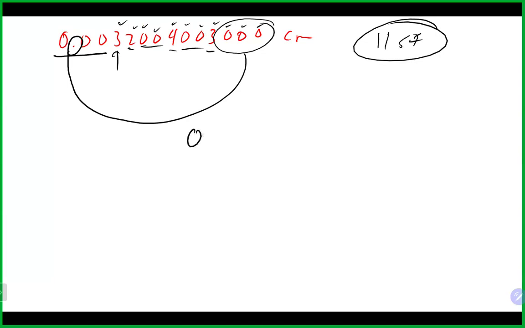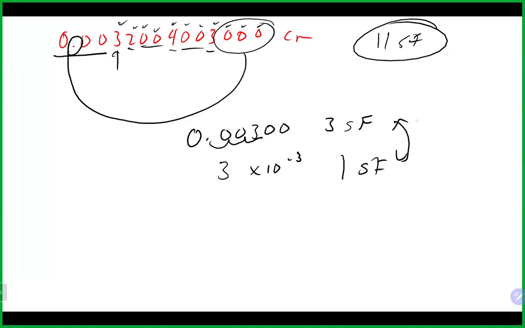So if I had 0.00300, right? How many significant figures does this have? It does have three significant figures, right? If I write this in scientific notation, we're going to go 1, 2, 3 places times 10 to the minus 3. Is that correct? How many significant figures does this one have? I just wrote in scientific notation. It has only one significant figure. Did I just lose significant figures when I did that? I did.